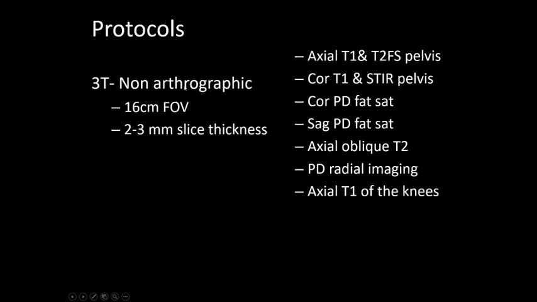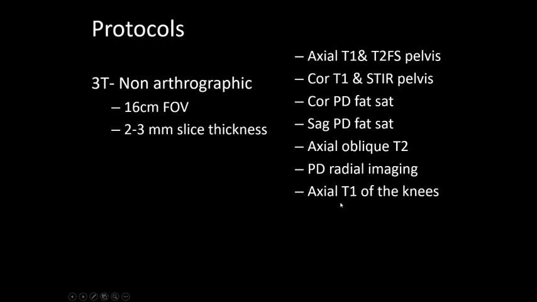The sequences we do in this technique include axial T1 and also axial T2 fat saturated. And these 2 sequences are performed for the entire pelvis, so they would cover the affected hip as well as the unaffected hip. We also perform coronal T1 and coronal STIR of the entire pelvis. We do coronal proton density fat saturated sequence, also sagittal PD fat saturated sequence. We do axial oblique T2. We do proton density radial cuts. We will look at this in a minute. And we also perform axial T1 of the knee joints.